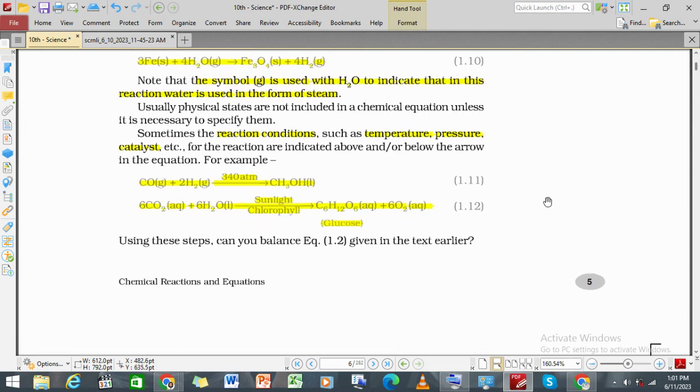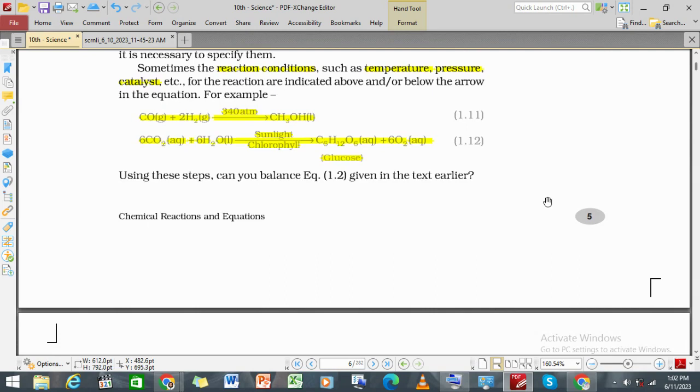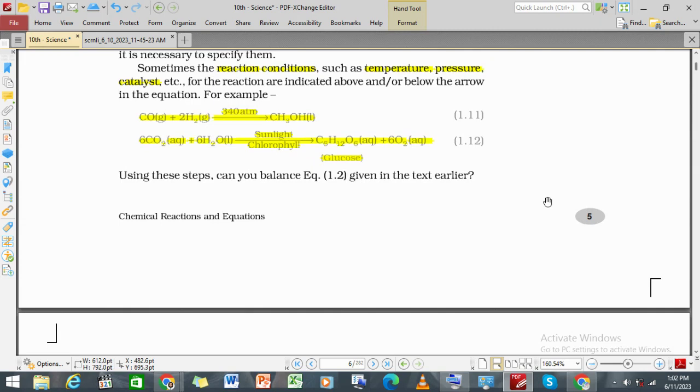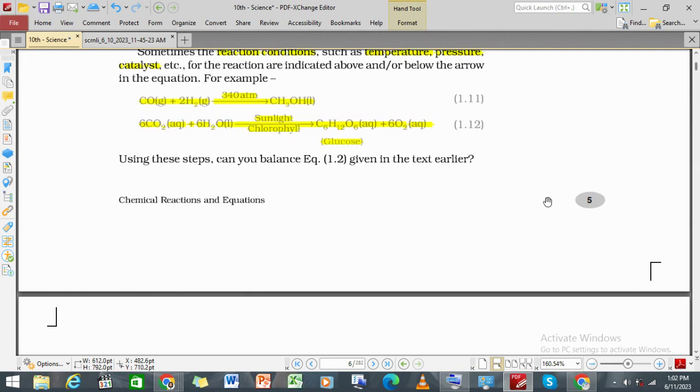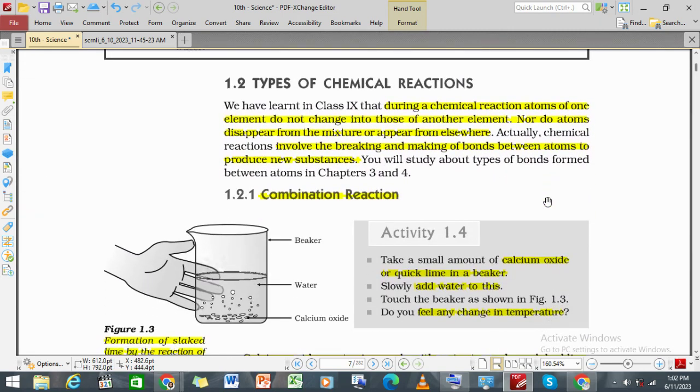All right. So sometimes the reaction conditions such as temperature, pressure, and catalyst for the reaction are indicated above and/or below the arrow in the reaction. Like this, sunlight and chlorophyll have been written. These are the indications of what temperature, what pressure, and what catalyst has been used. All right.